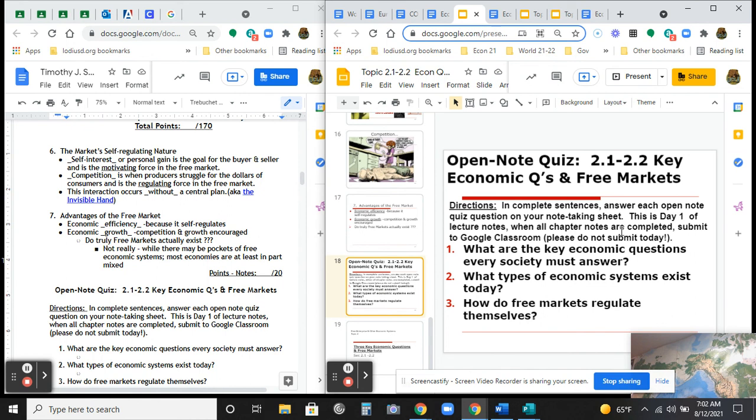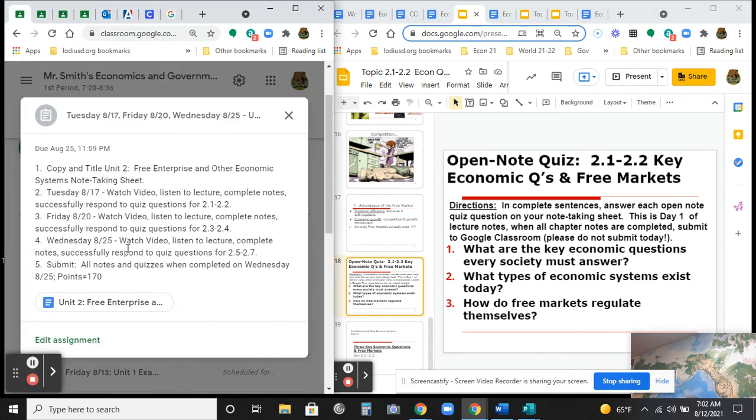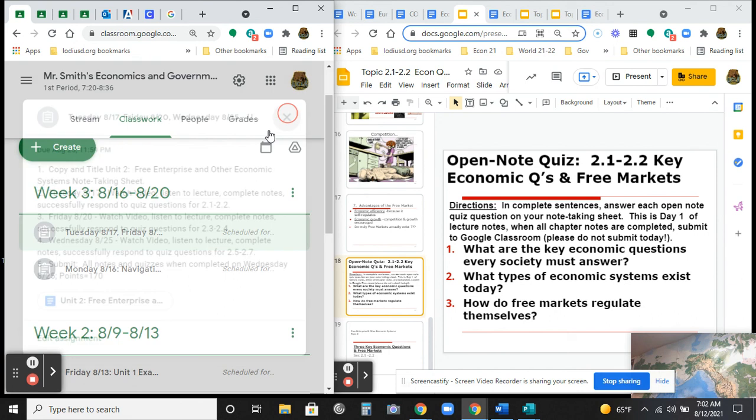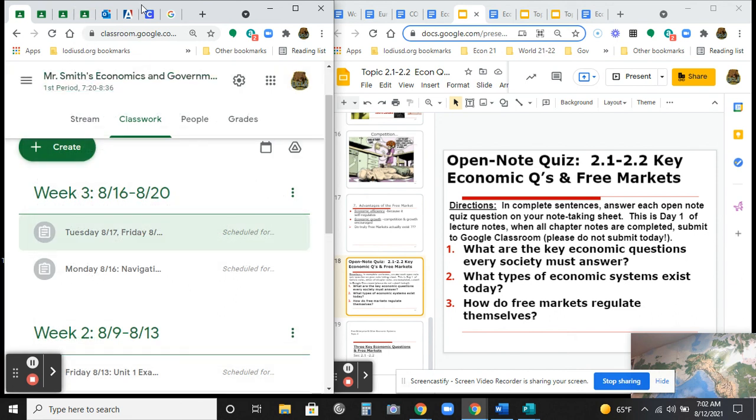Let's go to the quiz. It says in complete sentences, answer each open note quiz question on your note taking sheet. This is day one of lecture notes. When all chapter notes are completed, submit to Google Classroom. Please do not submit today. That's correct. Remember, we're going to submit on, I think, looks like for this time, it'll be Wednesday, 8/25 from what I'm seeing. Okay. For this particular class and unit. But yours might be different if it's in the future. But eventually, you'll be submitting there. Okay.